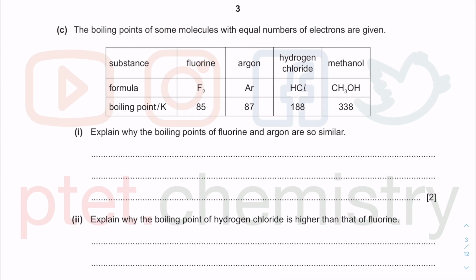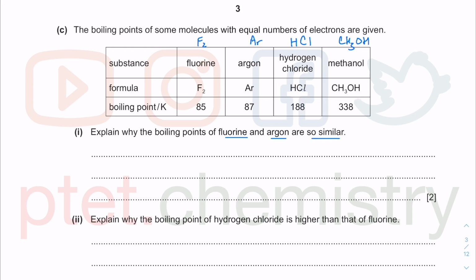Question part C, we are given a bunch of molecules here as well as atoms. So this is F2. Argon exists as a single atom, as they are noble gases. They don't form any covalent bond at all. HCl is a gas until you dissolve it in the water. Then it becomes a mixture, which is hydrochloric acid. So HCl is not hydrochloric acid when it is a gas, when it is pure. Methanol, CH3OH. Now explain why the boiling points of fluorine and argon are so similar.